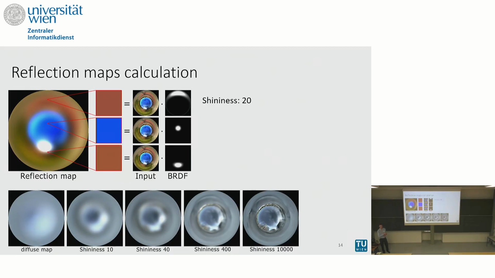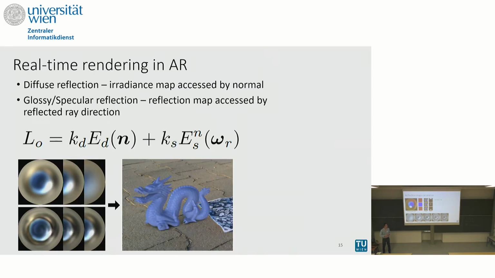This is the diffuse map or irradiance map, which is just the cosine convolution. And these are the different shininess levels, up to the very shiny material here.